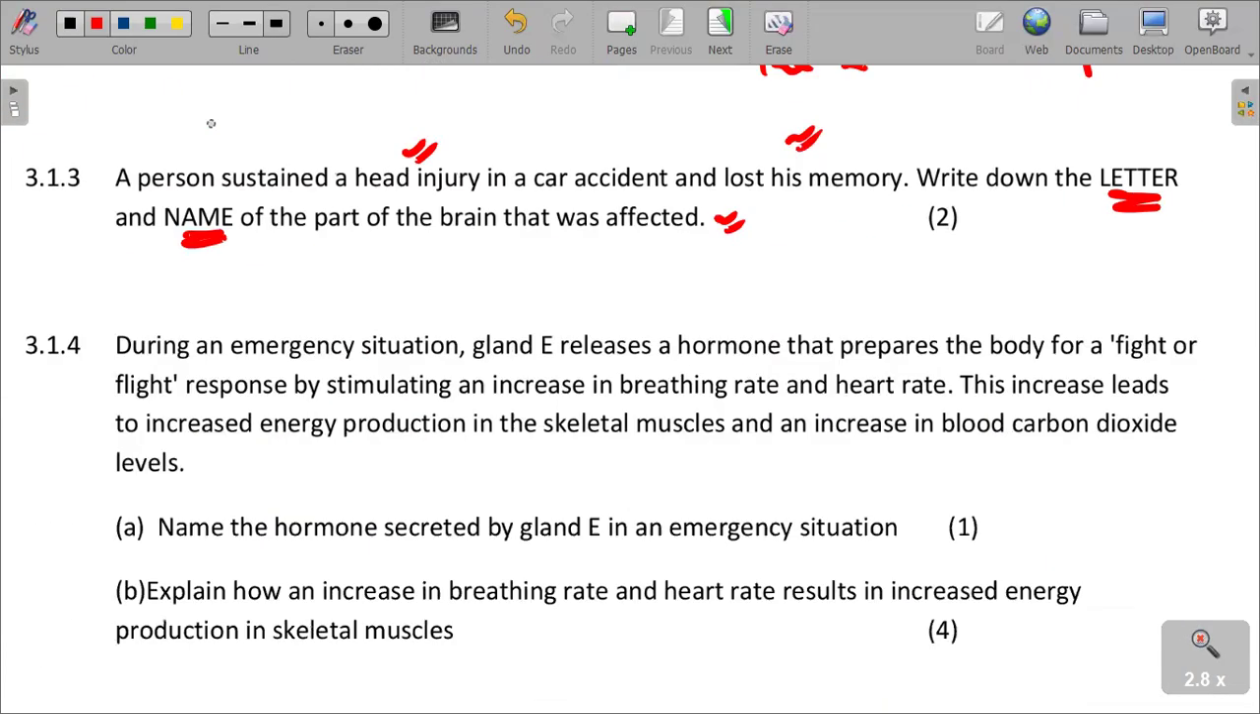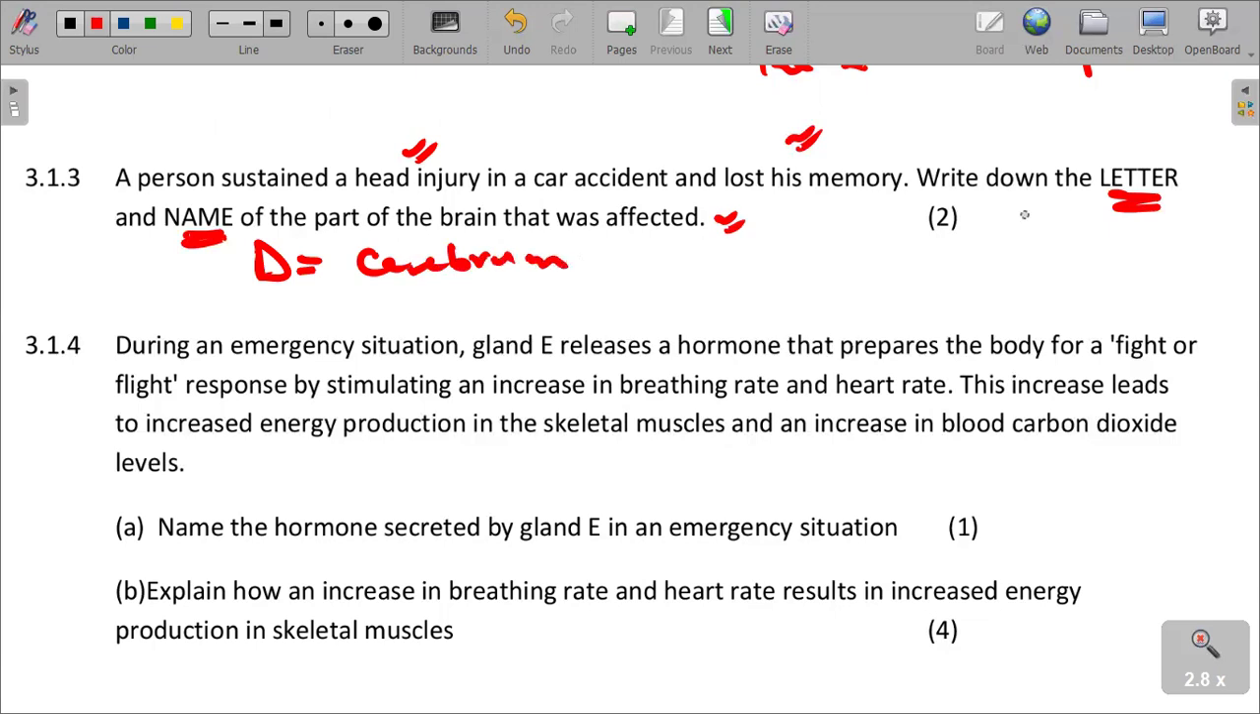And always when you are answering these questions, please class, make sure that you don't make the mistake of answering only one piece of the question instead of answering the whole question. So you need to know very well that the question is fully answered.